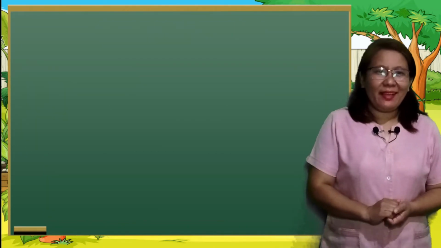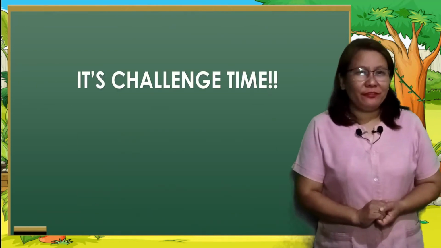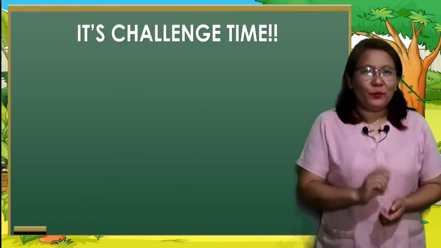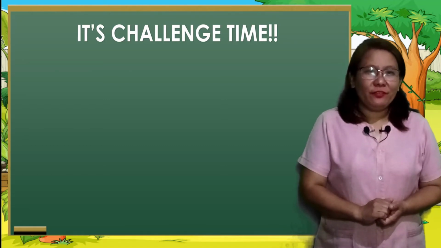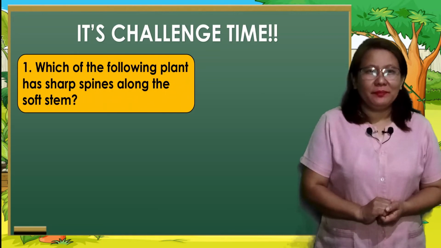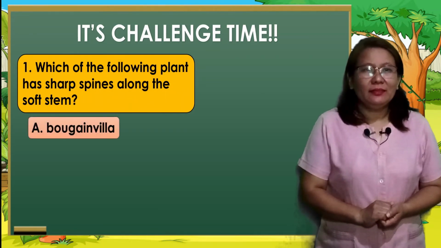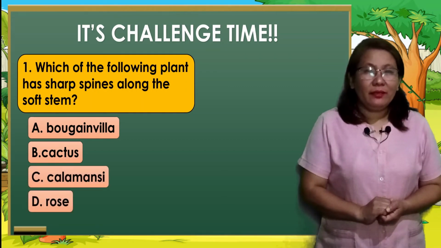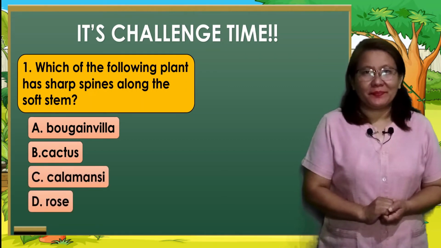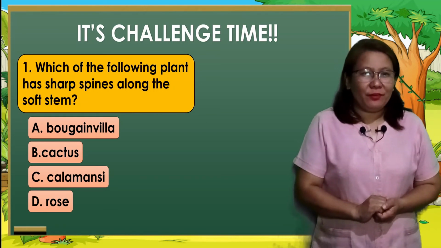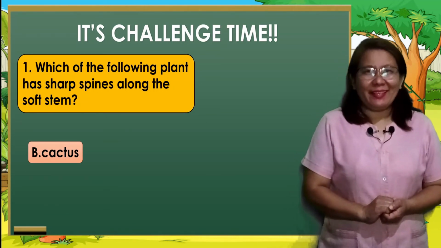It's challenge time! Read the questions carefully and type your answers in the comment box. Number 1. Which of the following plants has sharp spines along the soft stem? A. Bougainvillea, B. Cactus, C. Calamansi, D. Rose. If you answer B, great!